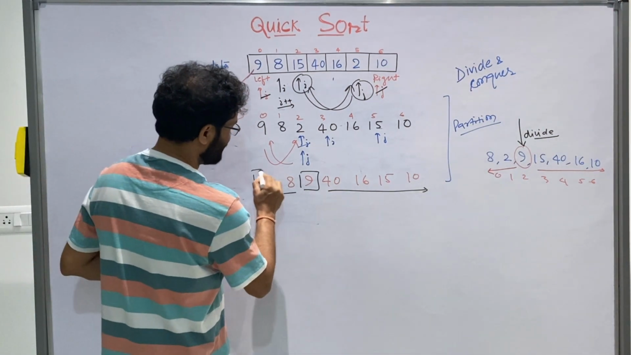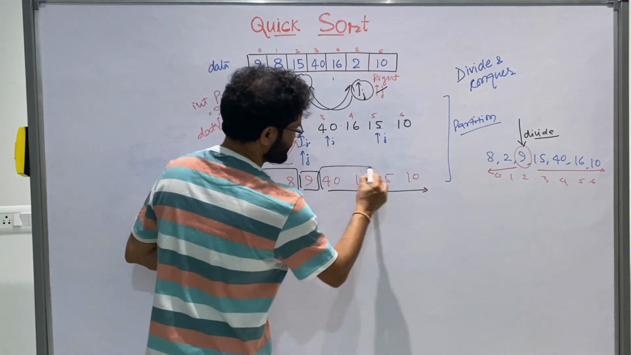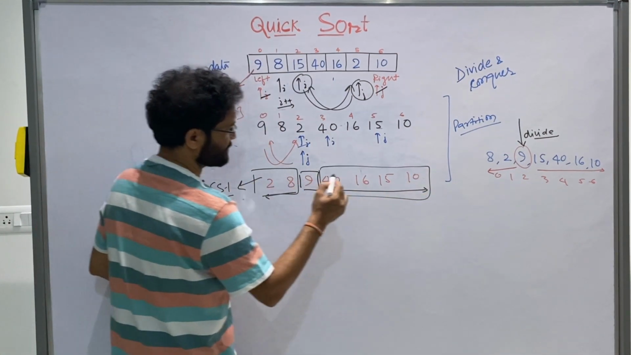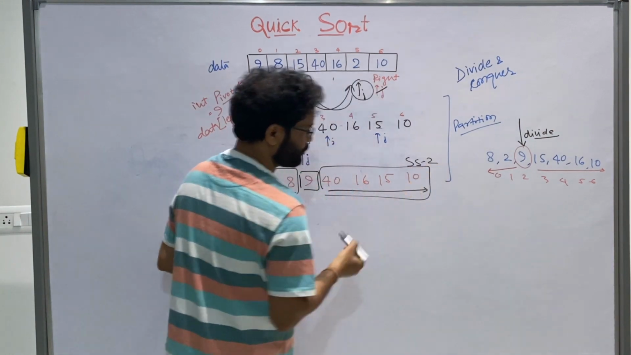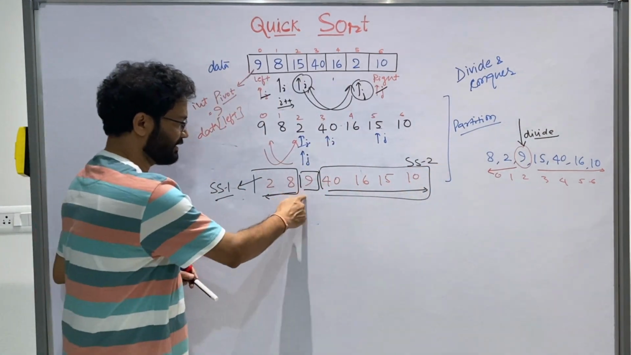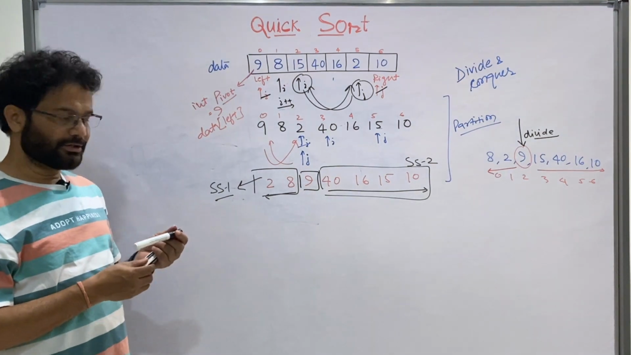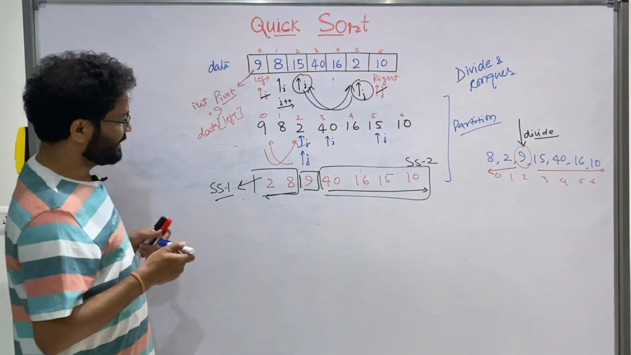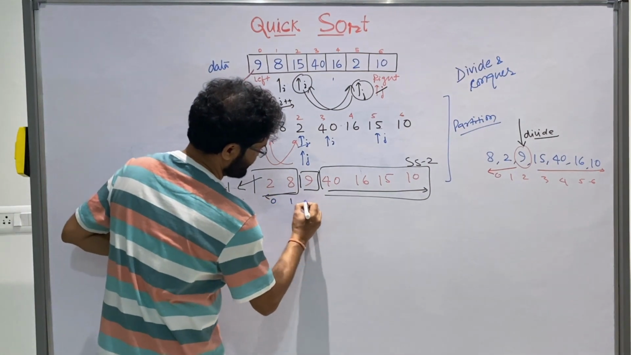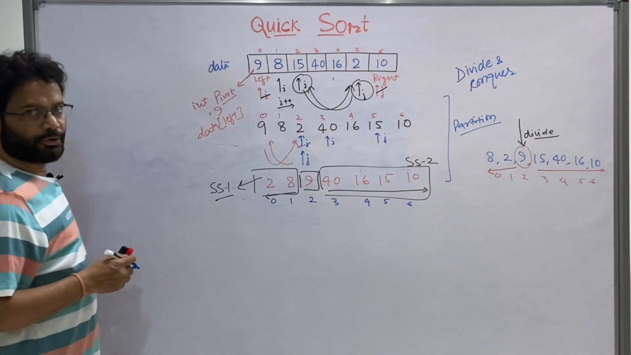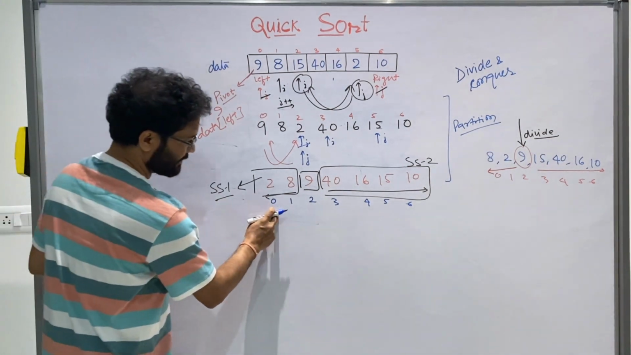Now you can divide your problem into 2 subsets. This is subset 1 and this is subset 2. No need to consider the 9, because your 9 has already come into its original place. So if you see, the index of the array is this one, right? So the subsets are here.